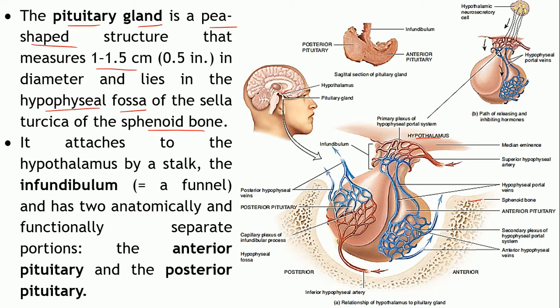Okay, so, this particular gland, it attaches to the hypothalamus through a stalk-like structure. Also, we have considered this earlier, and that is known as infundibulum, this stalk-like structure which connects the hypothalamus with the pituitary gland, that is known as infundibulum, means a funnel.